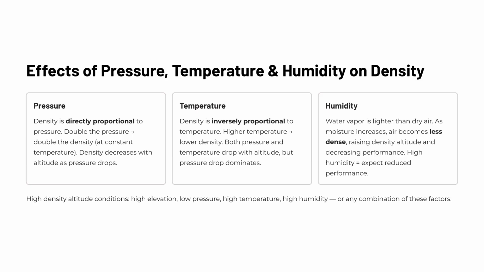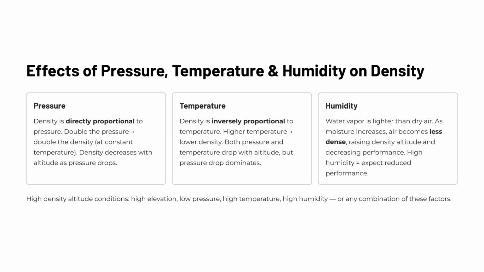Temperature works in the opposite way. It has an inverse relationship with density. As temperature increases, air molecules spread apart, reducing density. Both pressure and temperature decrease with altitude, but the pressure drop is the dominant factor. Humidity is often underestimated. Water vapor is actually lighter than dry air, so as moisture content increases, overall air density decreases. This raises your density altitude and reduces aircraft performance, even on a day when your altimeter reading might seem acceptable.